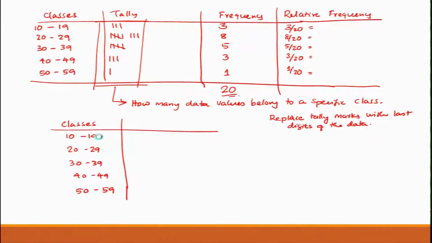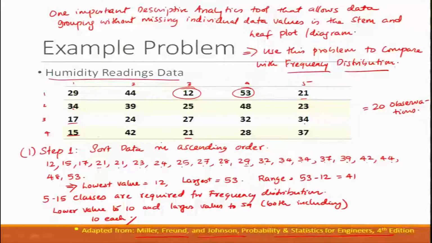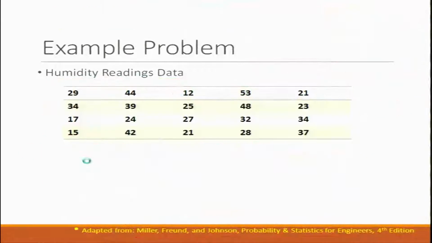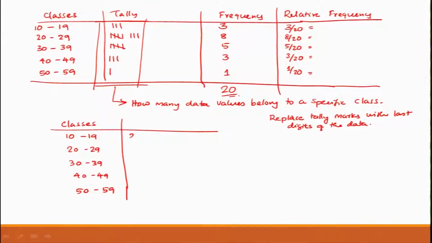If you go back, I can see that I have the values of 12, 15 and 17. So, the last digits are 2, 5 and 7. Then I can write it here as 2, 5 and 7. So, this is the last 3 digits. Instead of these 3 tally marks, we are replacing them with the last 3 digits of the data values.